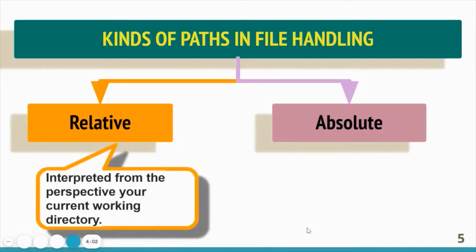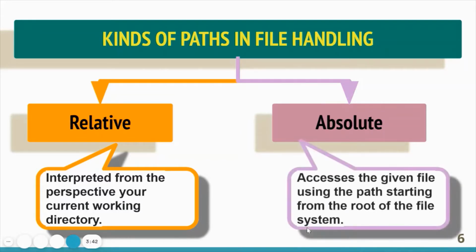Relative path is basically just the name of your file. You don't have to mention the complete path of your file in your code, but you have to ensure that your file at the backend is stored in your default directory or the current working directory.